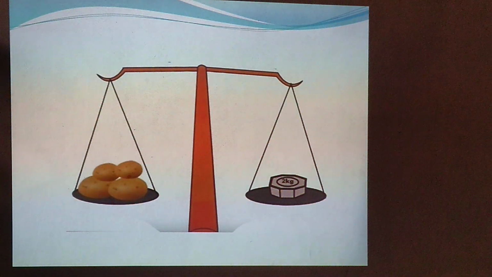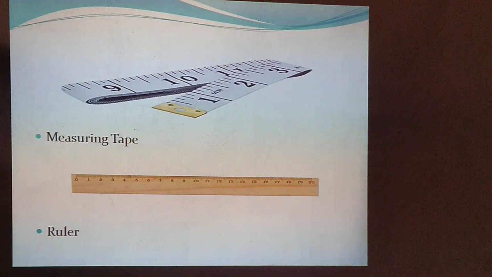The mass of the potato was unknown, but the weight on your right hand side, that 2 kg, is the known. So by comparing, we can get the exact measurement of 2 kg potato. Similarly, suppose you go to the shopkeeper and ask, just give me 1 meter or 2 meter cloth. Then he will take the help of a measuring tape, or a meter rod, and with the help of that he can measure the cloth, and you can get the exact measurement of the cloth which you need.